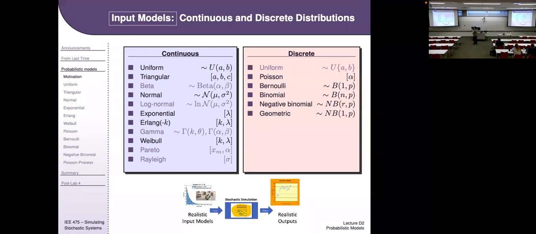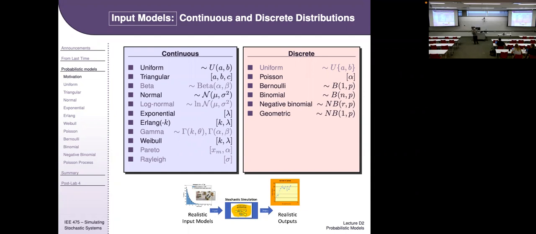But I'm just trying to say that this class is not going to cover everything that you would use if you were to go out in industry and start doing stochastic simulation, but it's easy to pick up these other ones, and you'll definitely need these to begin with. And so this is our starter pack of probabilistic models for input modeling.